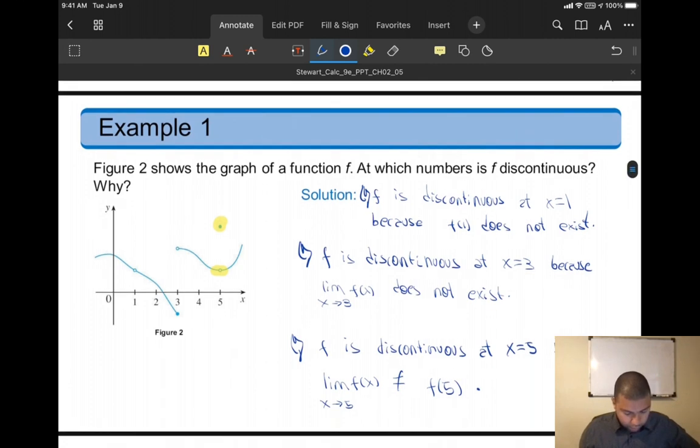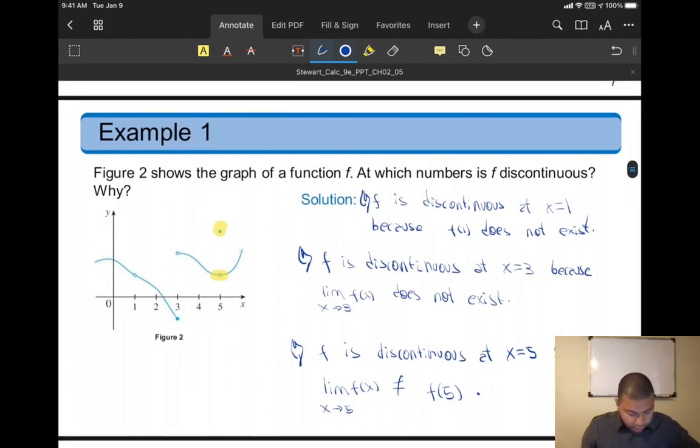Okay, so let's go and talk about this again. We can't even talk about continuity at 1 because f of 1 does not exist, so f is discontinuous. We can start talking about continuity at 3 because f of 3 exists, this is negative thing. However, the limit does not exist because from the left you get a negative limit, from the right you get a positive limit. So the limit does not exist as x approaches 3.